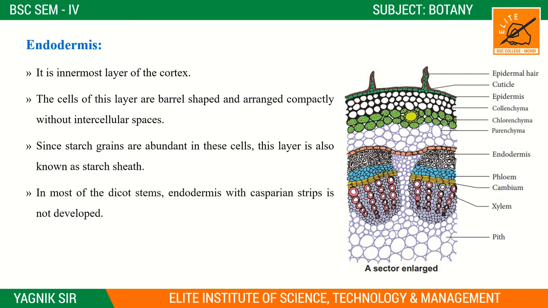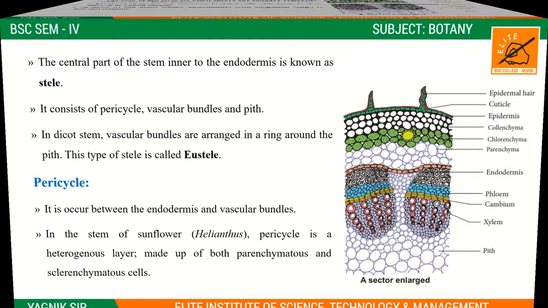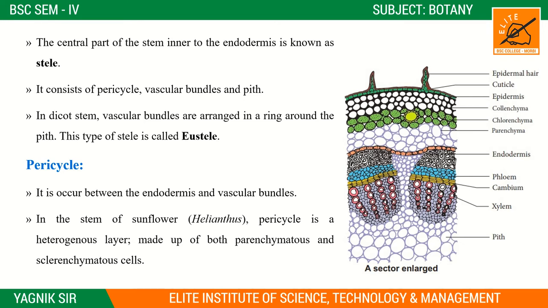In most dicot plants, dicot stems have the endodermis with the Casparian strip not developed, and the central part of the stem inner to the endodermis is known as the stele, right. In the stele, xylem and phloem are arranged in different manners, and one single layer surrounds the xylem and phloem, called the pericycle. It occurs between the endodermis and the vascular bundle, right. The pericycle is surrounded by the xylem and phloem, that means the vascular bundles, clear.